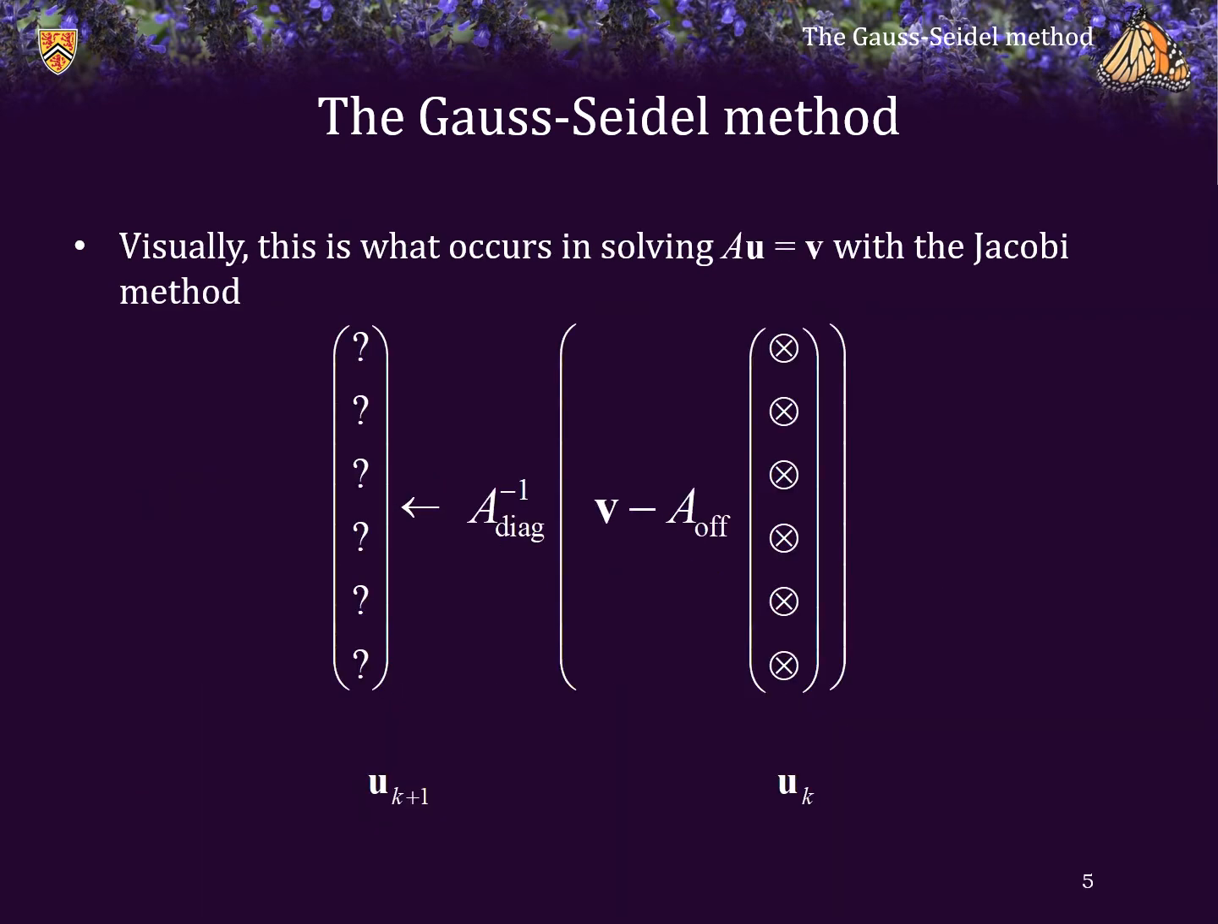So visually speaking, this is what's actually occurring when we're approximating a solution to this system of linear equations using the Jacobi method. We have the matrix of diagonal entries and off-diagonal entries, and when we have U sub k, we simply calculate the, in this case, 6 entries of the next approximation, one at a time, and thus we have found the next approximation to the system of linear equations.